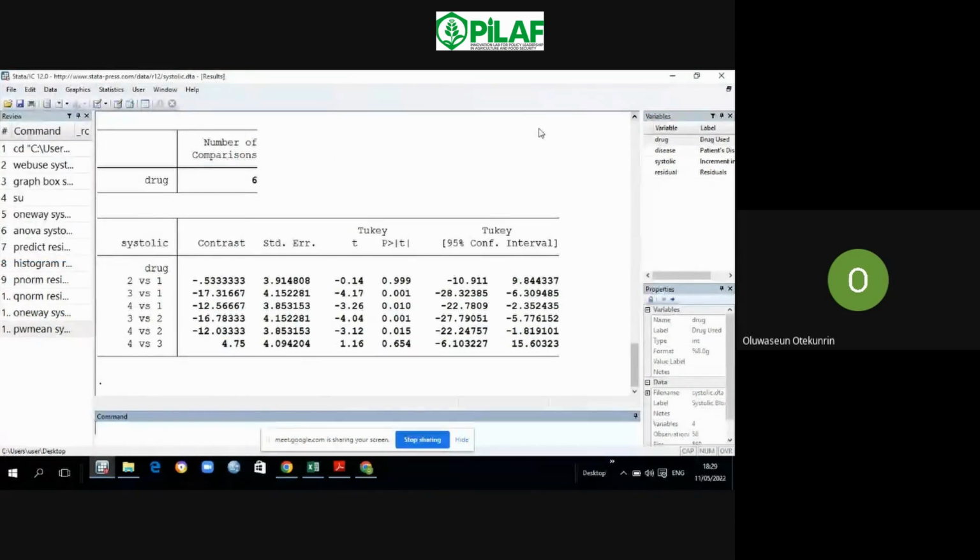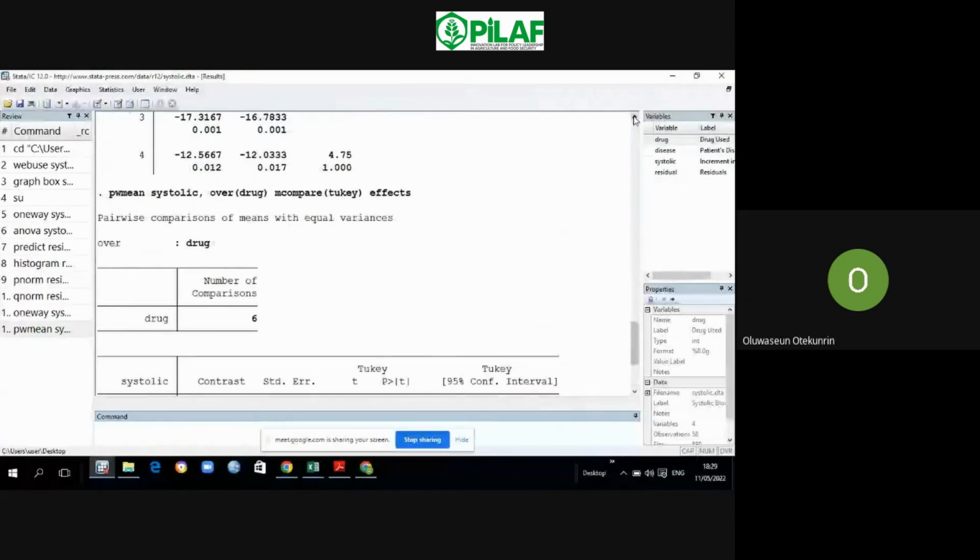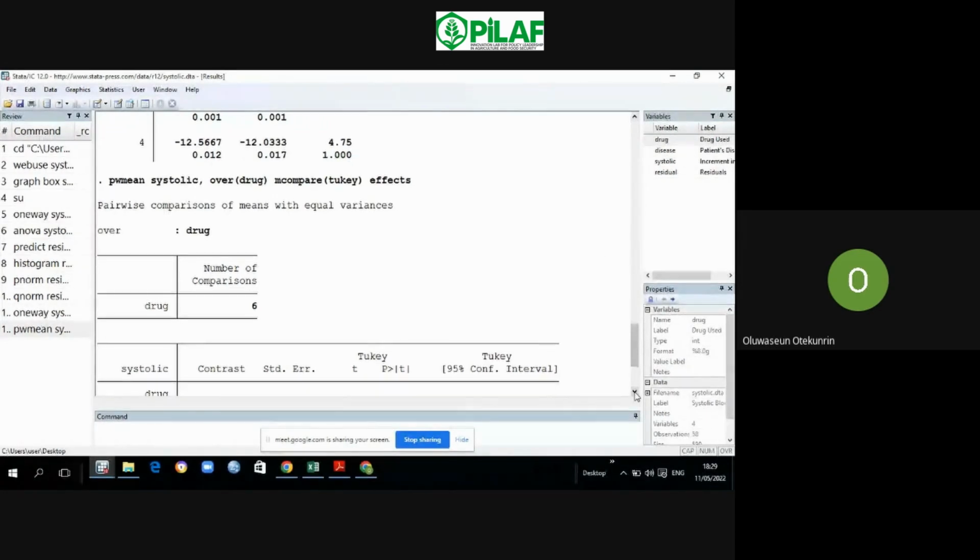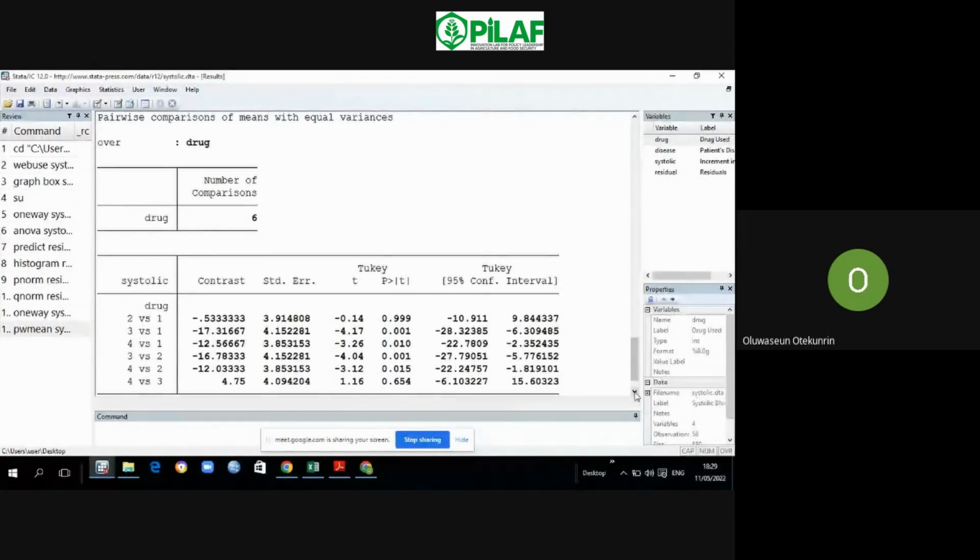So you can see the command line. PW means systolic, comma, over drug, M compared to key, effect. So you can see number of comparisons, 6. You can see just like we are under Bonferroni, we have here 2 versus 1, 3 versus 1, 4 versus 1, 3 versus 2, 4 versus 2, 4 versus 3.